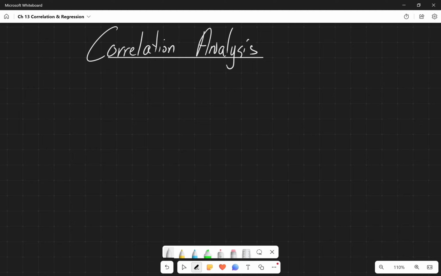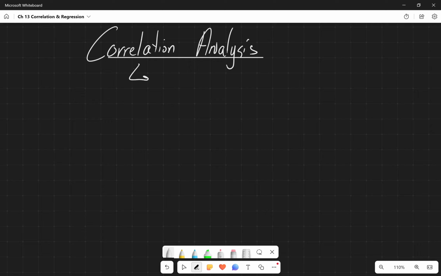So chapter 13 is where we start to kind of graduate from statistics into econometrics or applied statistics land. The first thing we're going to learn about is correlation analysis. This is talking about the relationship between two variables.